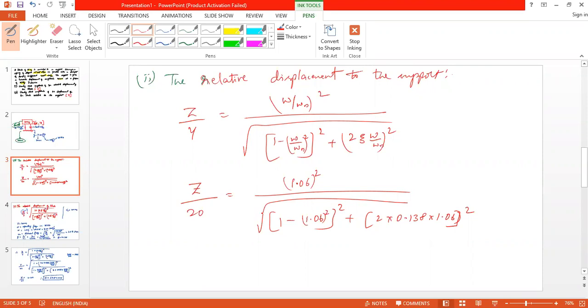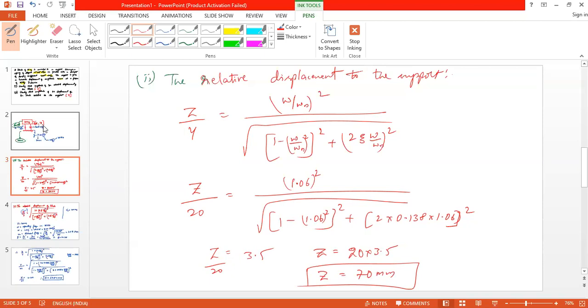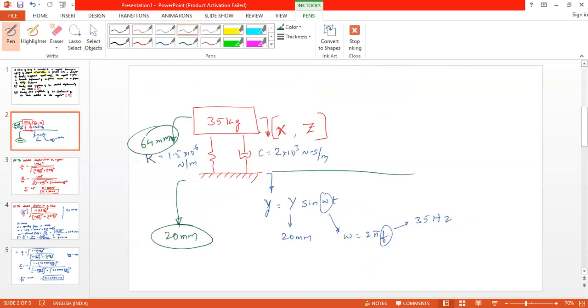So what is the answer? Z by 20 is 3.5. So Z is 20 into 3.5, that is 70 mm. So the meaning is the relative displacement between the support and the mass will be 70 mm.